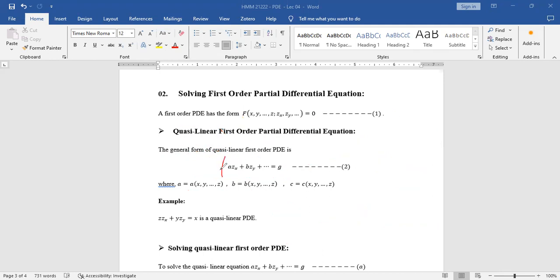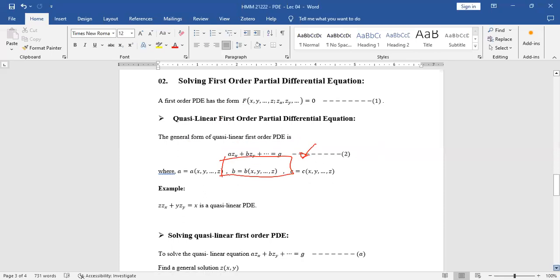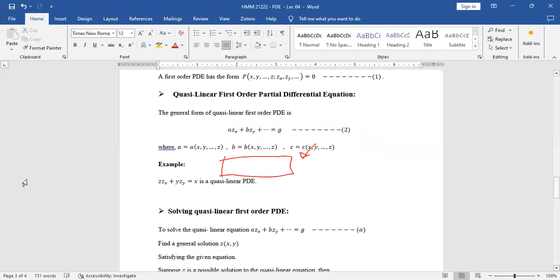Okay. So keep it in your mind. We are taking our quasi-linear first order partial differential equation in this form in our section number 2, Chapter 2. For example, they have given one example kind of equations. We already seen some. See here, this is one of the quasi-linear equations.